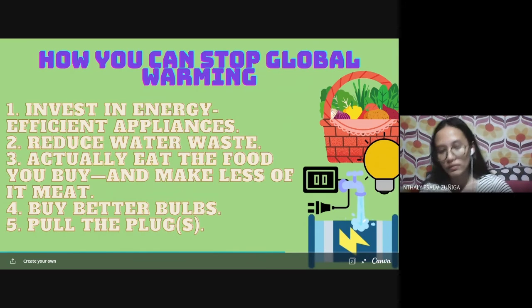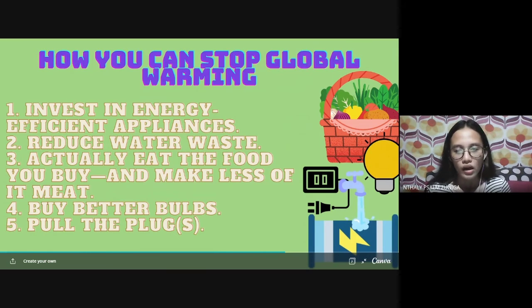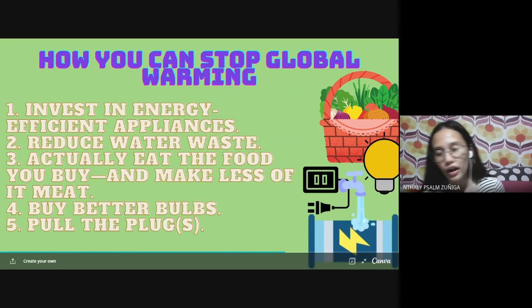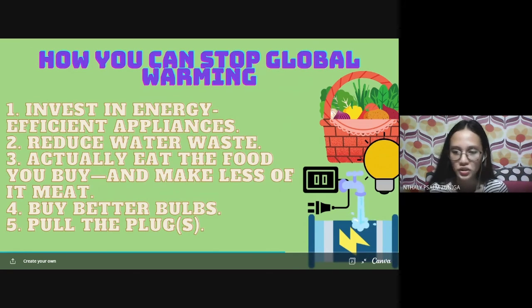So the last, or the fifth one, we could all relate to this because after using our cell phones when we go to sleep, we just plug them on our chargers and just leave them overnight. We must practice these practices for us to be able to reduce and stop global warming.